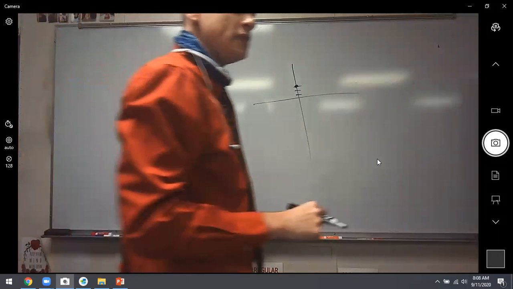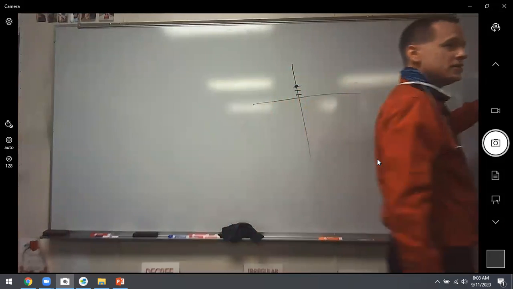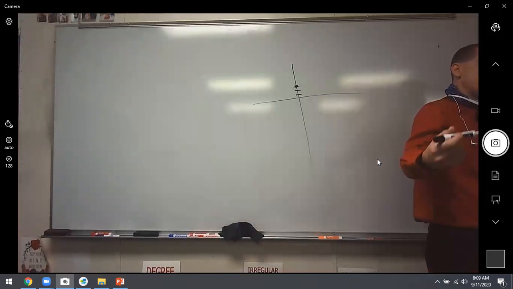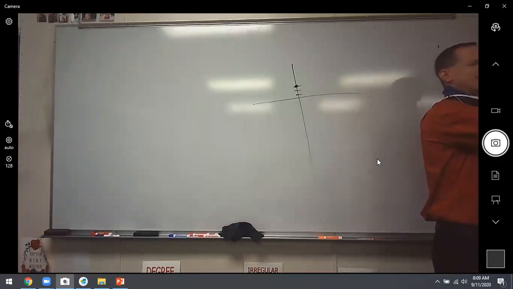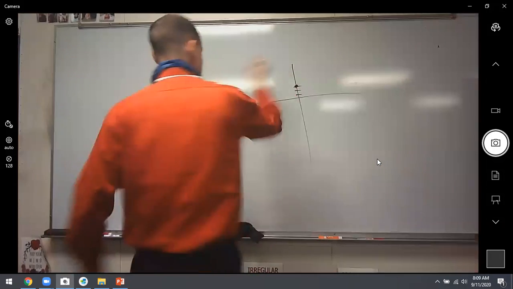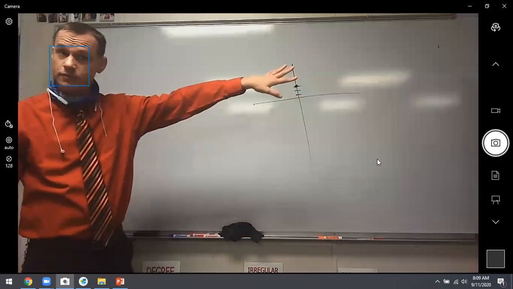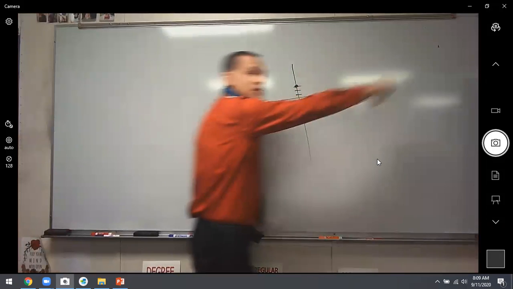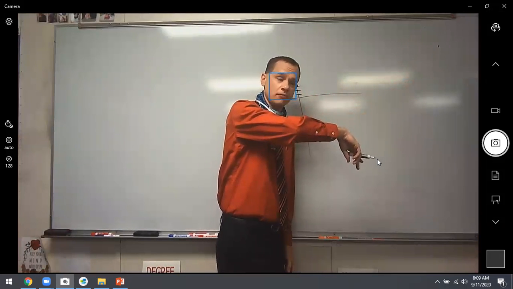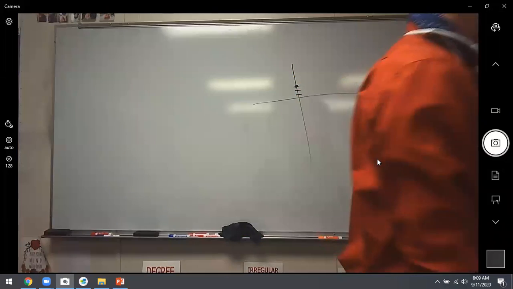Continuity. Ooh, that's an old one. Anybody remember what that word means? Continuous? That means I can draw it without picking up my pencil. Remember that one? So whatever I draw, it's going to be curvy because it's not linear, and I'm going to be able to draw it in one big stroke because it's continuous. Okay, good.